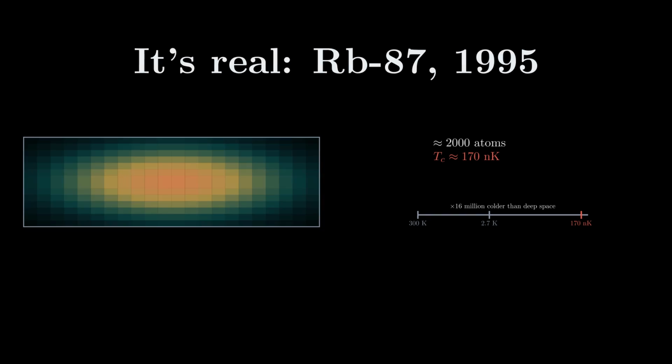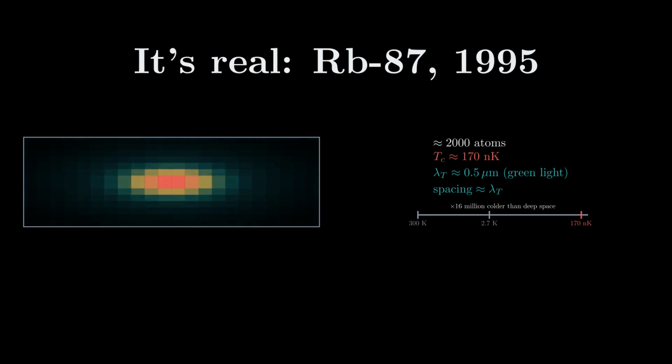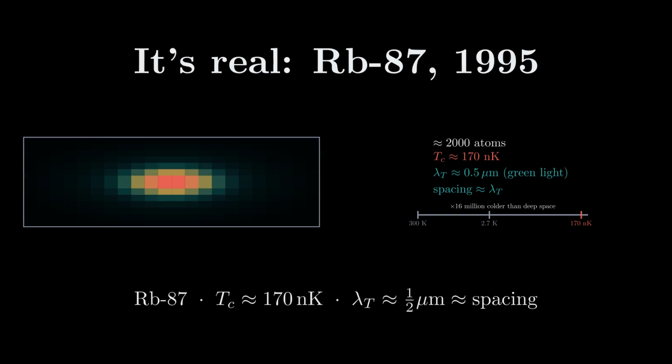And at that temperature, each atom's matter wave had swollen to about half a micron, the wavelength of green light, which is just about the spacing between the atoms. The waves touched, exactly as predicted, and a sharp spike appeared, a tower of atoms all sharing one state. Bose and Einstein had written this down on paper 70 years earlier.